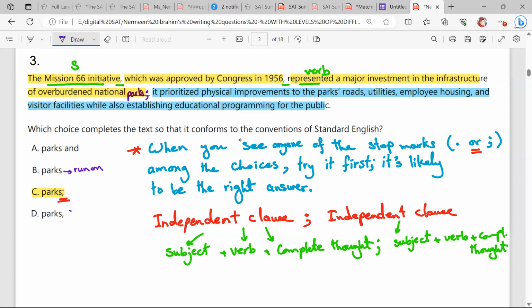Okay, this will create a run-on. This will create a comma splice. And this will be incorrect because I must have a comma here. Okay, there must be a comma plus one of the FANBOYS.